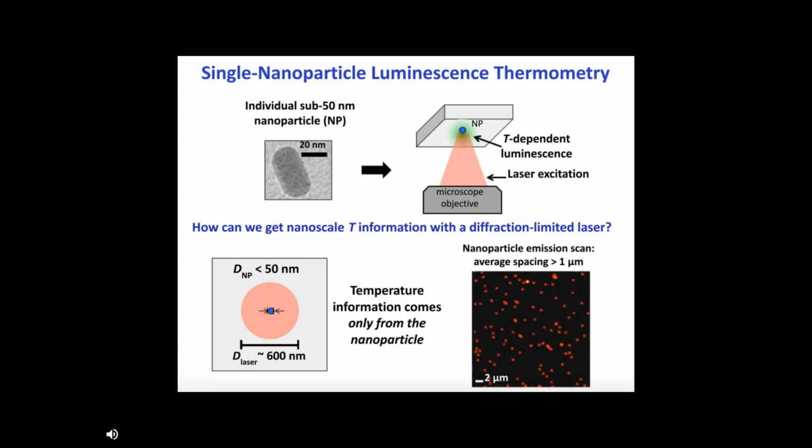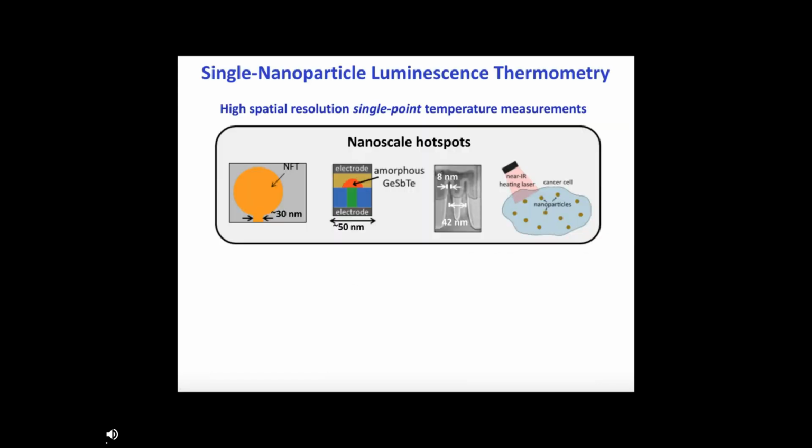And so when we perform our experiments, we ensure that the nanoparticles are spaced sufficiently far apart on average, such that their diffraction limited emission spots don't overlap. And so what that means is that we can't map temperature with this approach, but we can get really excellent single point temperature measurements. And that's exactly what we need for these nanoscale hotspot applications.